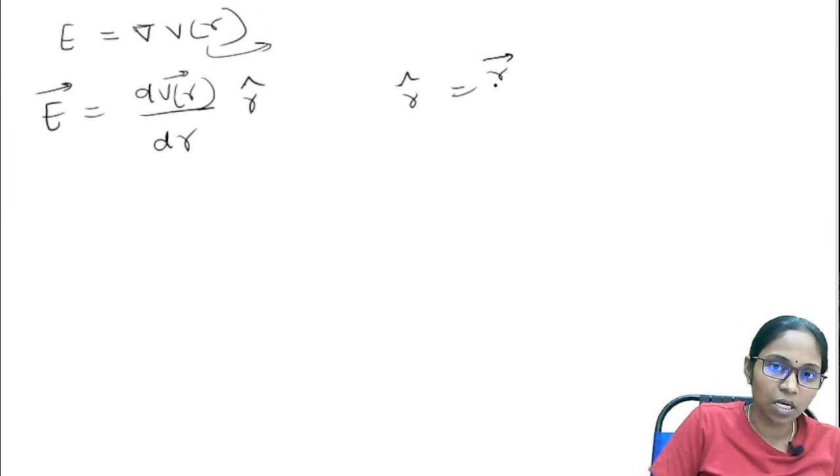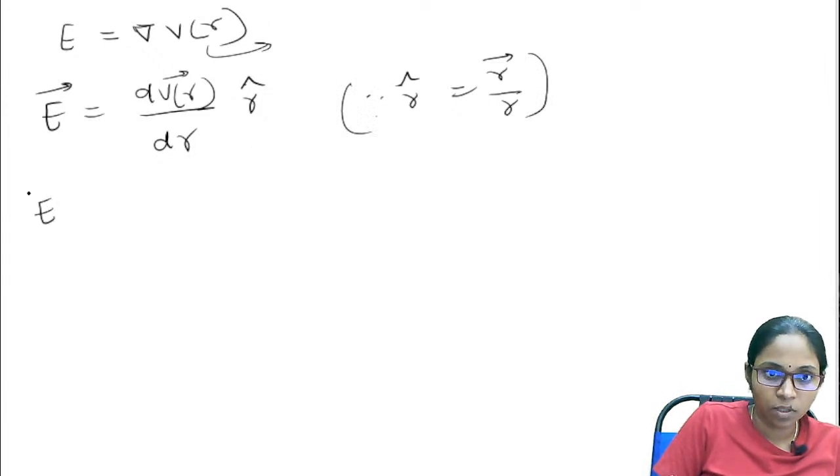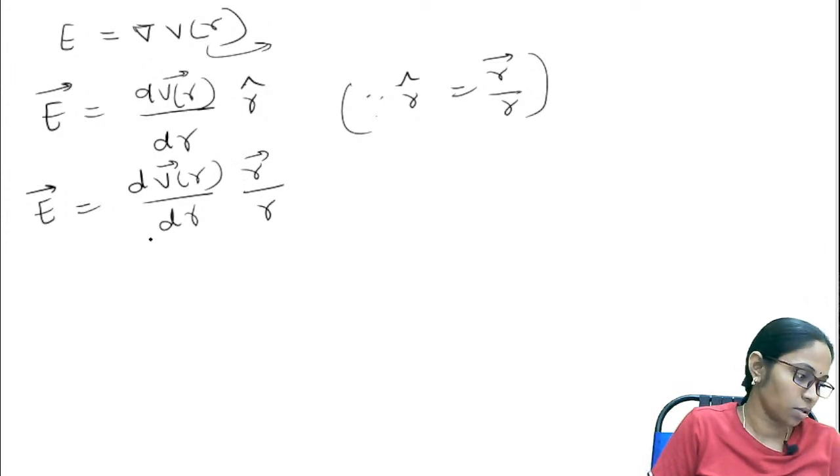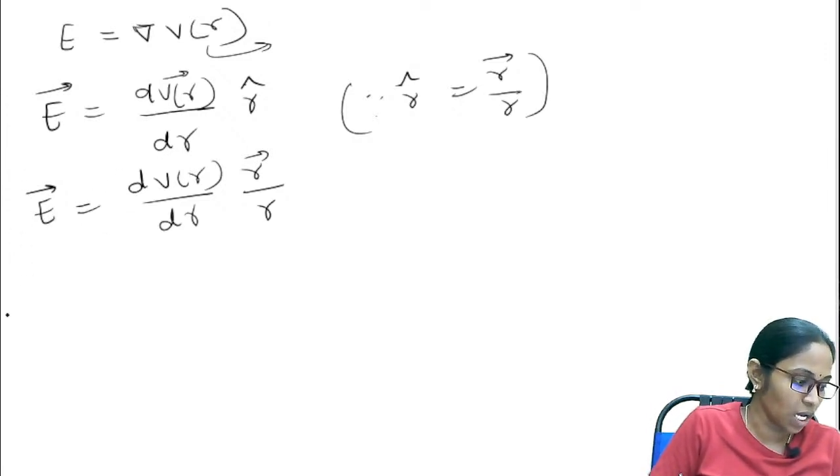As we know, this r cap is equal to r bar by r, and this electric field equation will be equal to dV(r)/dr into r bar by r. This is a vector form, and using this vector form we are going to find the equation for this electric field.